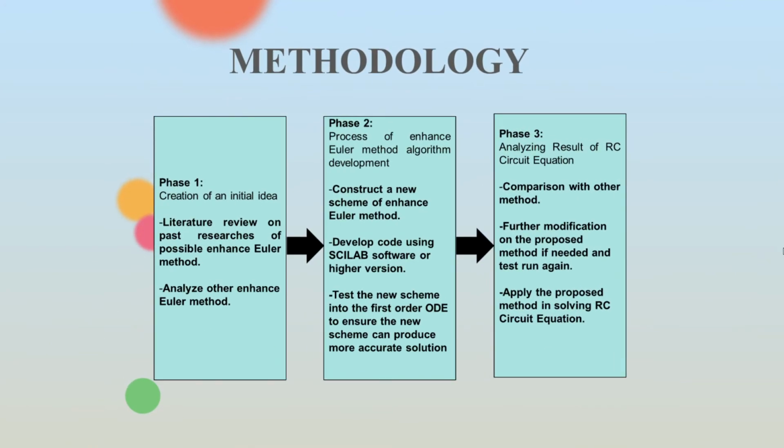Now we go to the methodology. The framework discusses the plan and how the research is to be conducted. There are three phases to create a new scheme for the solution of the electric circuit equation. Okay, now we go to phase 1.